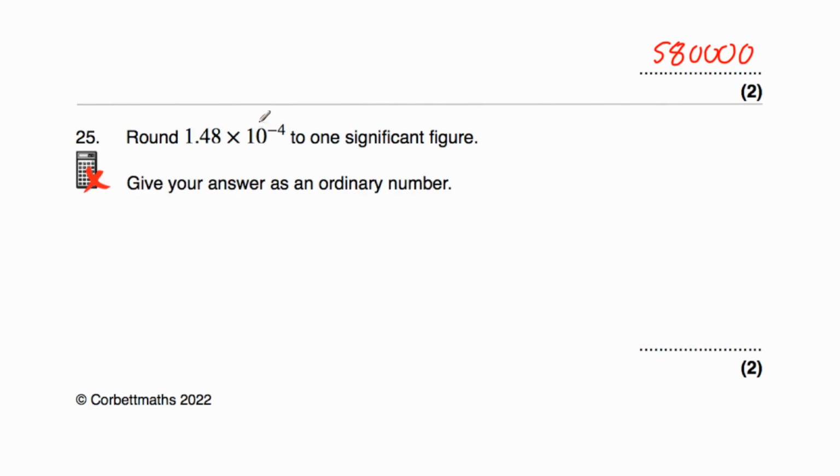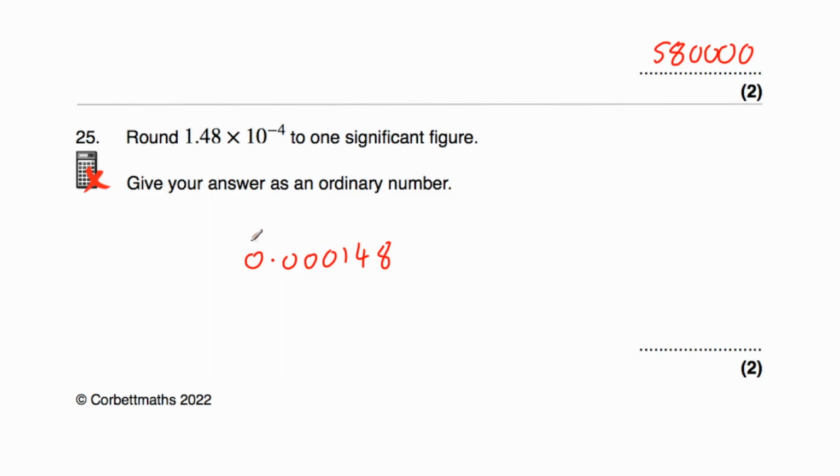Because it's a times 10 to the power of a negative power, it's going to be a smaller number. So we're going to move all the digits to the right, and we're going to move them 4 columns to the right. So the 1, which is in the units, so the ones column, will move into the tenths, then the hundredths, then the thousandths, and then the tens of thousandths, and that would give us 0.0000148.